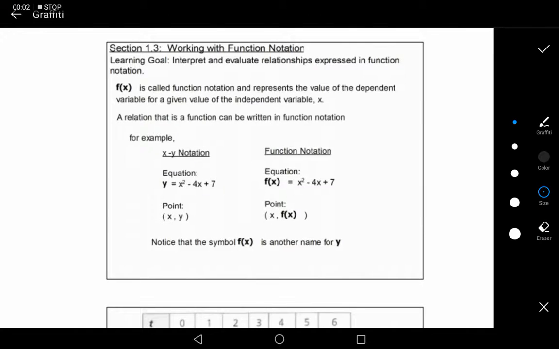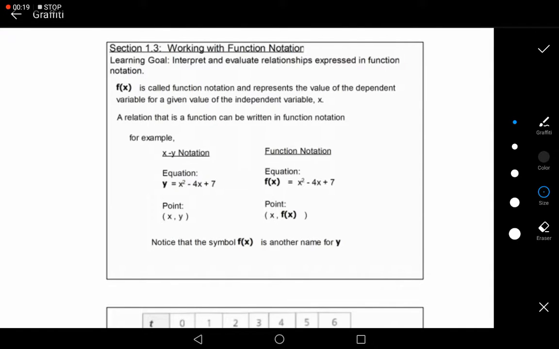This is Unit 1, Lesson 3, working with function notation. So our learning goal for today is to interpret and evaluate relationships expressed in function notation. So this first slide here is just a review of what you just learned with 1.2.